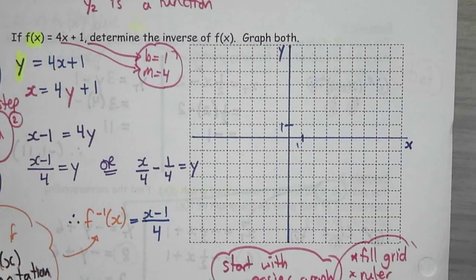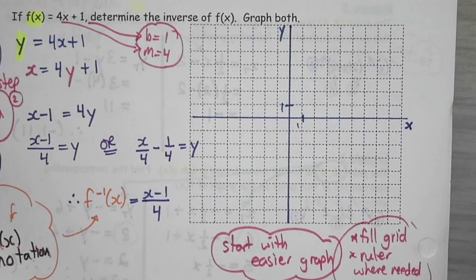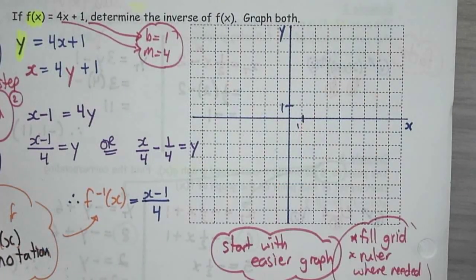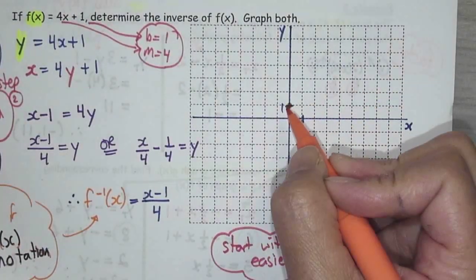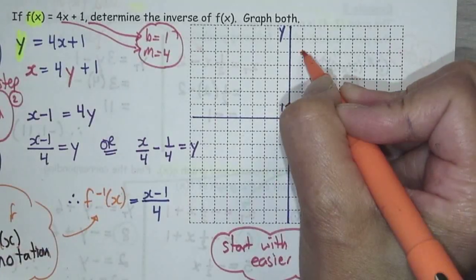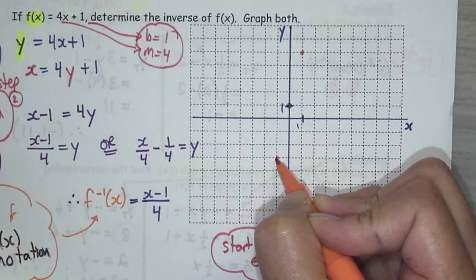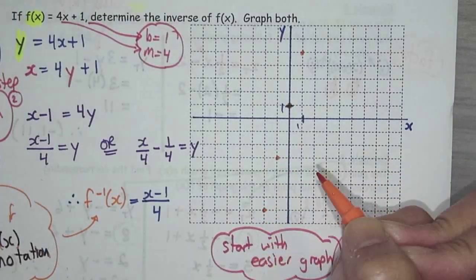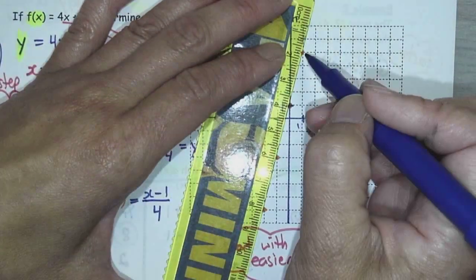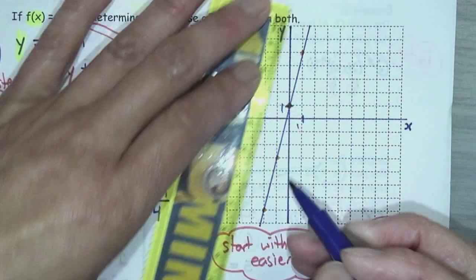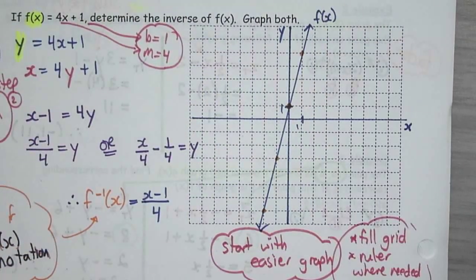So then let's start with this one, and I'll show you for the inverse. Okay, so we got this one. So we're going to go b is 1. B is 1. So right here. Okay, m is 4, the slope is 4, so up 4 over 1. I can't do any more. I'm going to go backwards. Down 4 over 1, down 4 over 1. So fill the grid as much as you can. Ruler wherever necessary, and arrows wherever necessary, and I'll label that f of x.